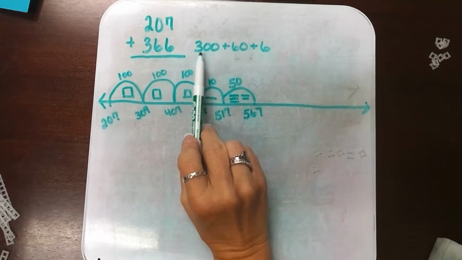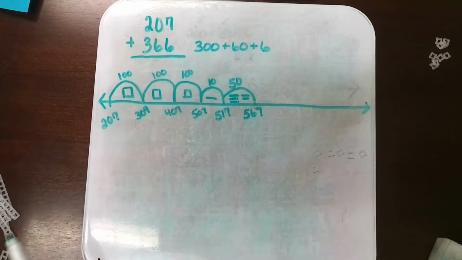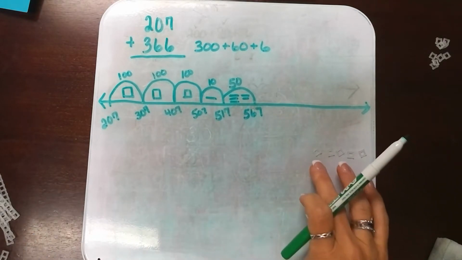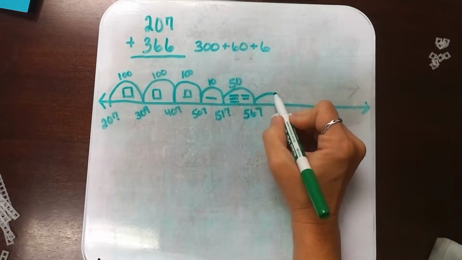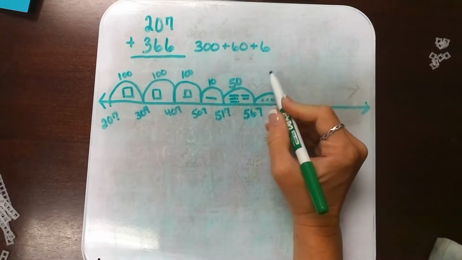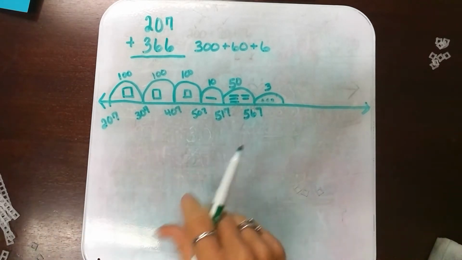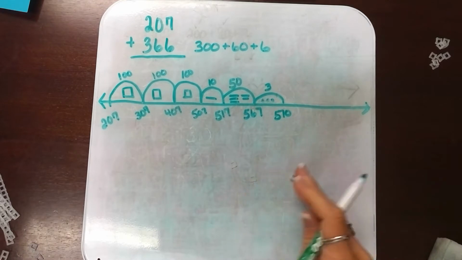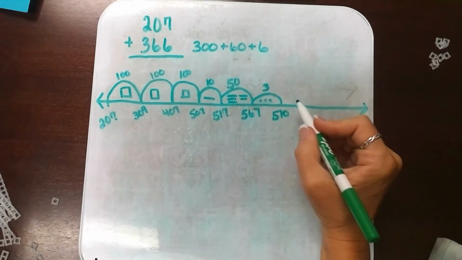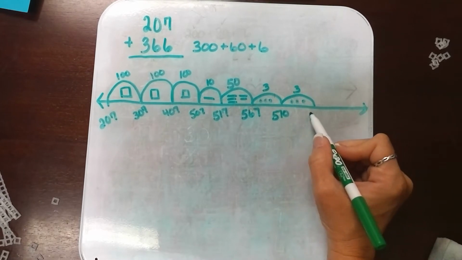Is it as efficient as jumping a group of 300, a jump of 60, and a jump of 6? No. But students can choose to do it any way that they choose. So from here, if I'm a student, I'm going to do 3 ones. I know I have 6, but I'm going to do 3 because that gets me to 570. And then I'm going to do my other 3 ones because that gets me to 573.